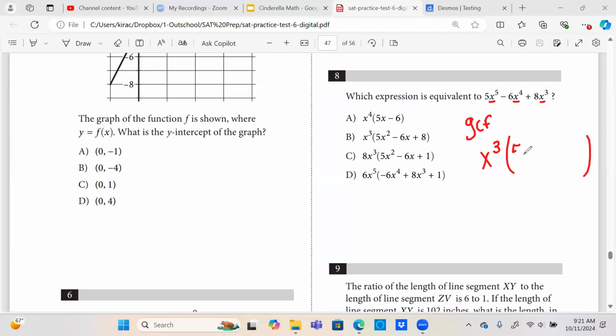That would leave 5, and we'd still have 2 x's, minus 6 with 1 x, and then plus 8, and then we have no x's. We've removed them all. We GCF'd that to the front. So that gives us option B. Really, we could have just found out it was B as soon as we pulled out this x cubed. Kind of didn't need to do the rest, but there we go.